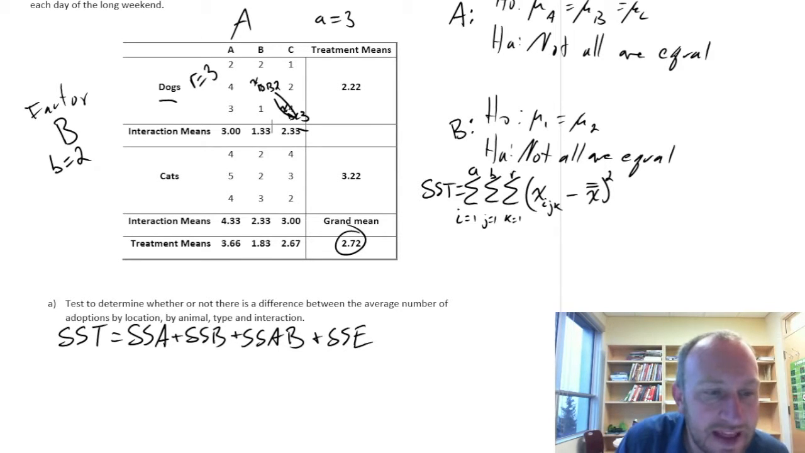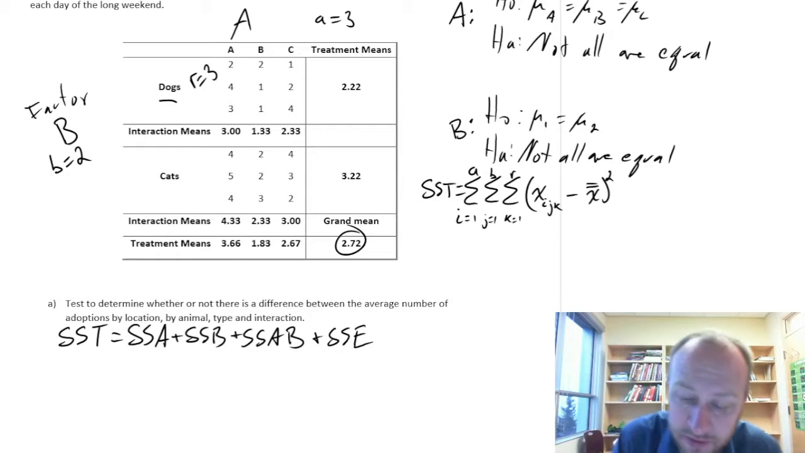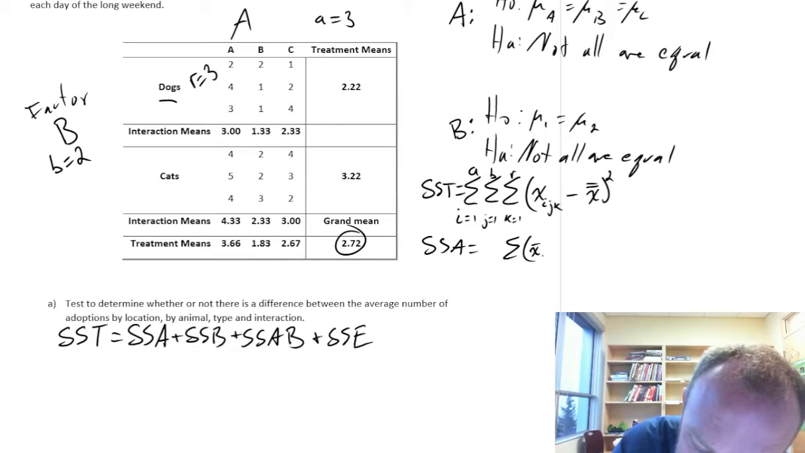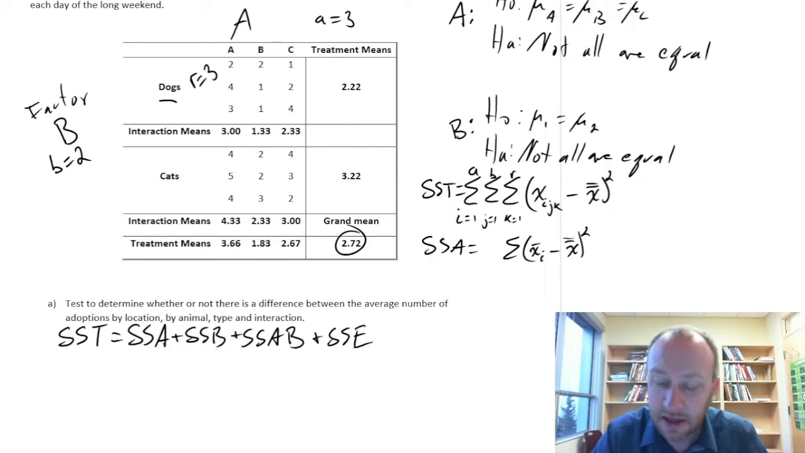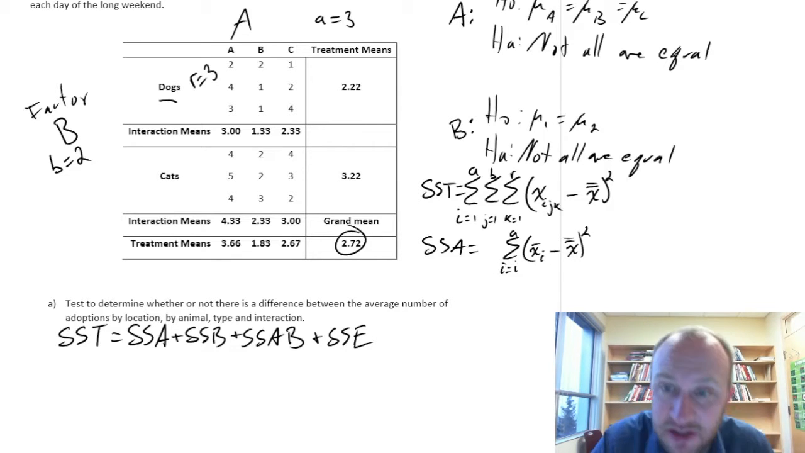The calculation itself is no different from anything that we've seen before. It just looks more tedious. Okay, SSA, so this one is going to be similar again. Here we are looking at treatment means in factor A, and we are adding those up across all of those treatments in A, and we multiply it, as always, by the number of observations contained in that relevant treatment.